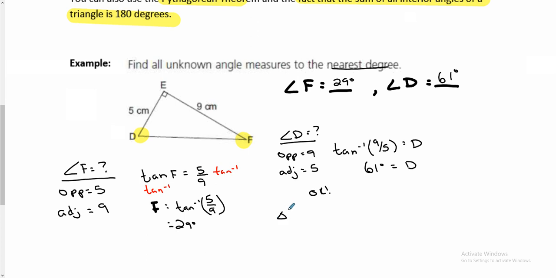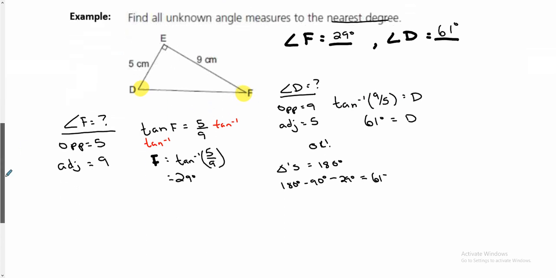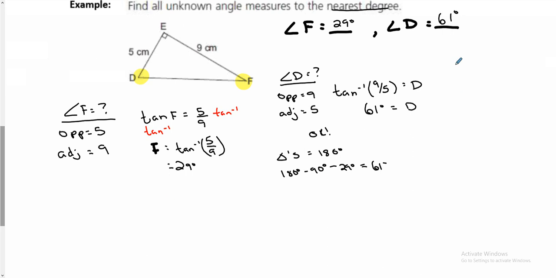we can use the fact that the angles of a triangle add up to 180 degrees. So 180 minus 90 minus, what did we find for angle F? 29. And this is nice because this way it's just like a secondary check. So these answers are the same. This works. This is a good way to do it too because we're not relying on any calculated values for ourselves.